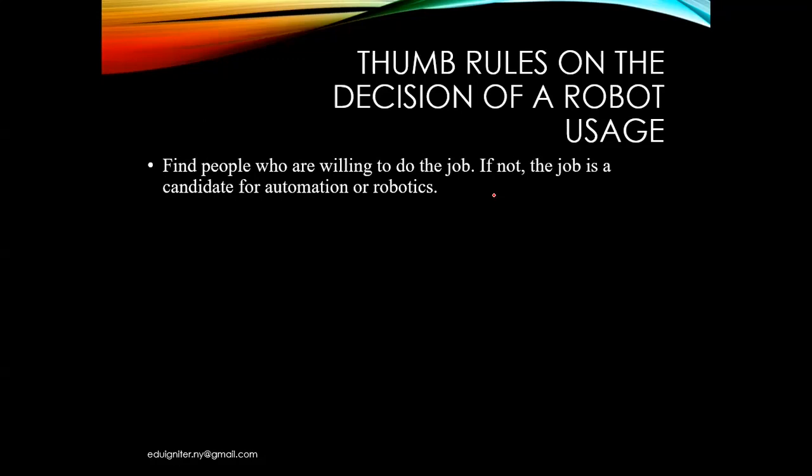The third rule says you should find people who are willing to do the job. If not, the job is a candidate for automation or robotics. Indeed, this should be a primary reason for the growth of automation and robotics. An example is a nuclear power plant, a zone prone to radiation leakage, which is a dangerous zone for industry personnel.